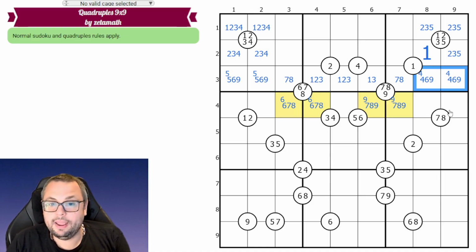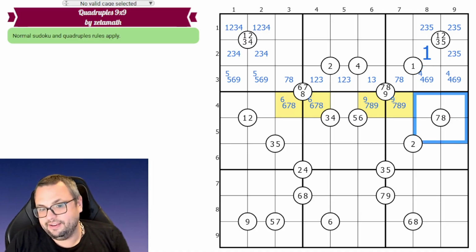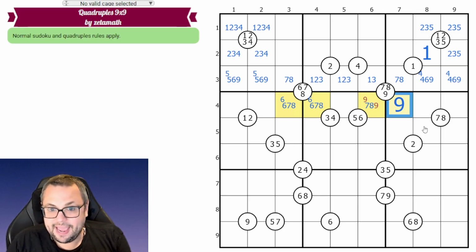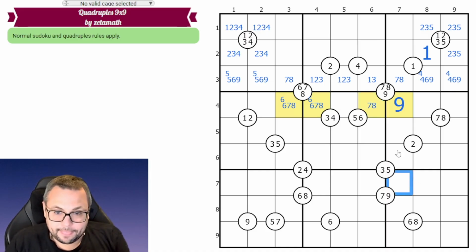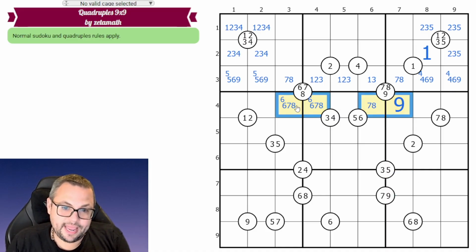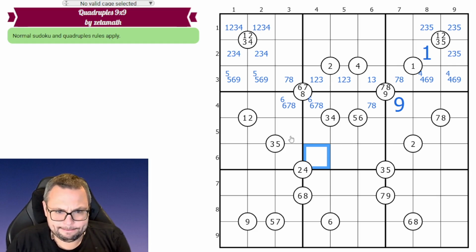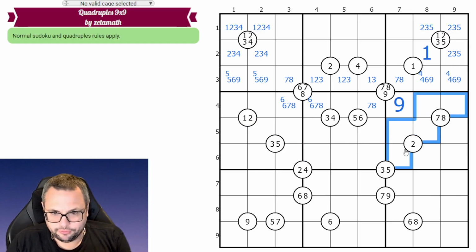Now, there's a way, way, way more useful one that you can actually notice, which is that this 7, 8 quadruple tells me this cell can't be a 7 or an 8. So in fact, that's a 9. Okay, so we actually have all of that sort of laid out for us now. Let's see. I don't see any more sort of leaping out.